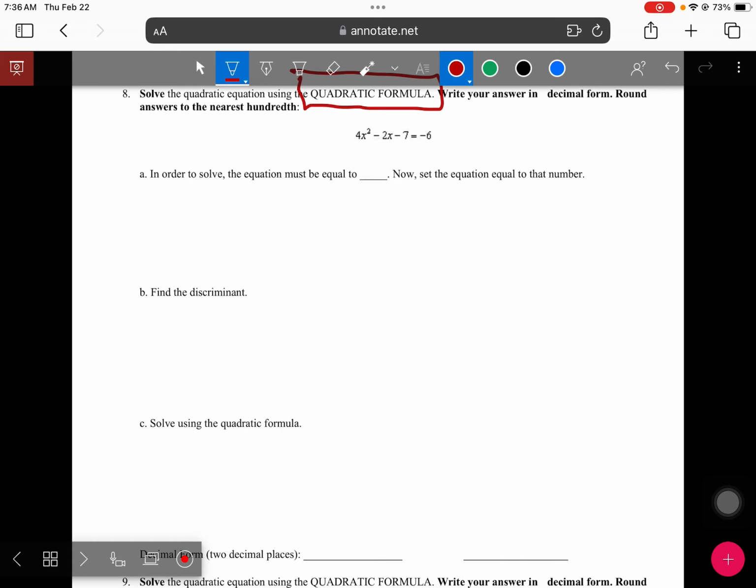Letter A, in order to solve, the equation must be equal to what? 0. And is it equal to 0 now? No. So set the equation equal to that number. What would I do to that equation to make it equal to 0? Add 6. Yes. Because on the right-hand side, it's set equal to -6. This is problem number 8. So add 6 on the right-hand side. Whatever you do to one side of the equation, you have to do to the other. -6 plus 6 gives you that 0 that we're looking for.